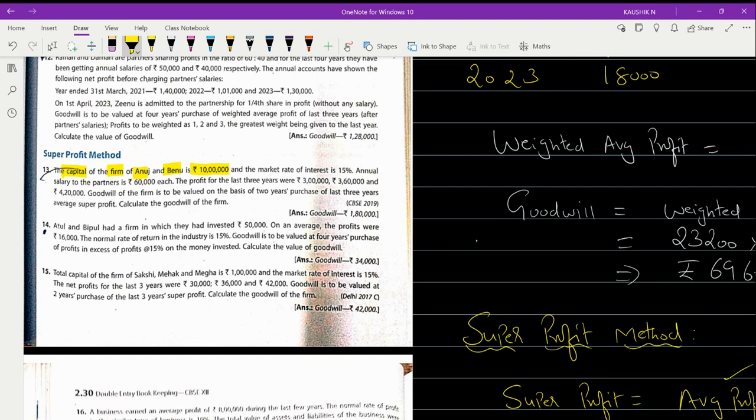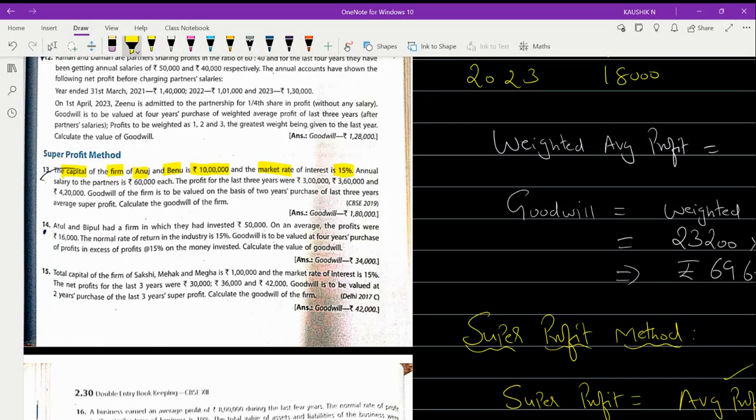And the market rate of interest. Here they have given that the market rate of interest is 15 percent. Now, when I am teaching you the formula, which one will always be expressed as a percentage? Which one will be the NRR? NRR. Exactly, good. So, in this case, that NRR is being mentioned as the market rate of interest.